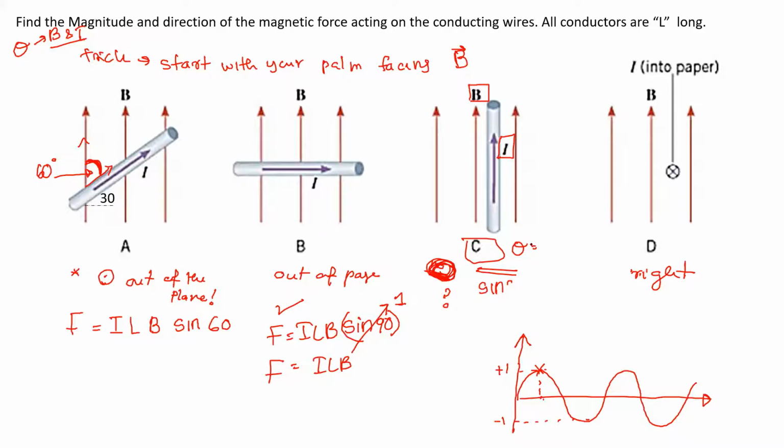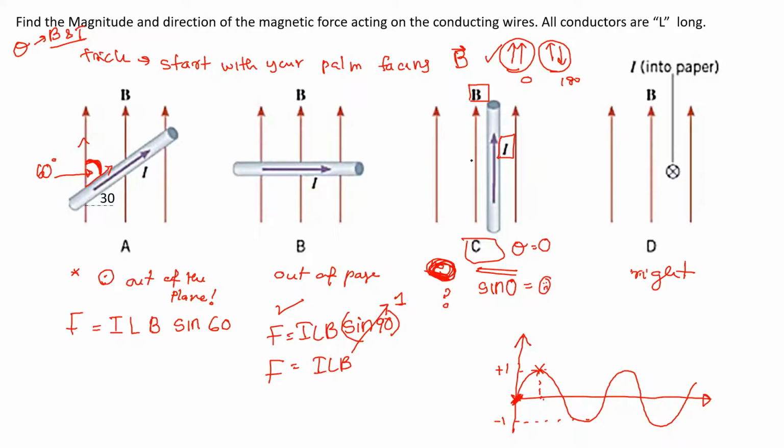They are along the same direction, right? So if they are along the same direction, the angle is 0. If they were opposite, then it is 180. So there is 0 and 180. So your theta is 0, and sine 0 is, what is this value? Sine 0 is 0.